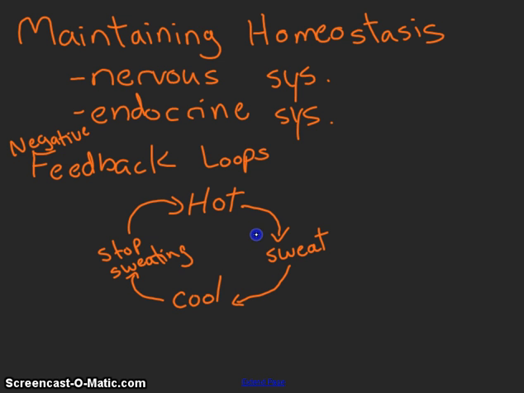And the reason why it's a negative feedback is negative feedbacks bring our levels back to their normal state. Whatever that normal state is, it's going to bring it back. So if our temperature goes too high, it's going to bring it back to the normal temperature, 98.6 degrees Fahrenheit or 37 degrees Celsius. If our levels go too low, then we have another response that actually has to bring our levels back up to 37 degrees Celsius.